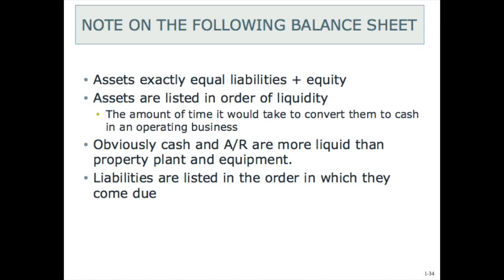Liabilities are listed in the order in which they come due. So current liabilities, the sooner they come due, are at the top, all the way down to long-term debt, which is not actually due and payable for, it could be 30 years, it could be quite a while. So we think of assets, and we think of liquidity, and for liabilities, we think of when do we owe them, how soon do we owe them. Current liabilities is short-term, obviously long-term debt is long-term.